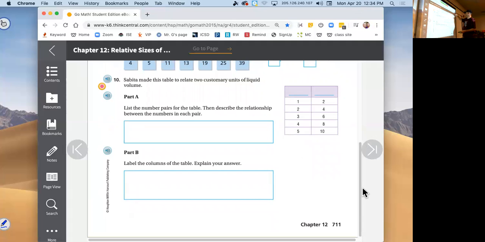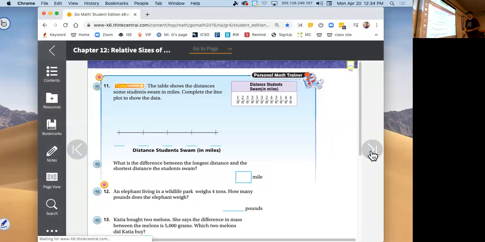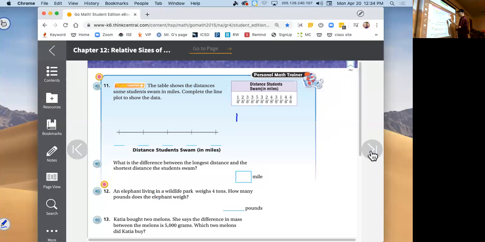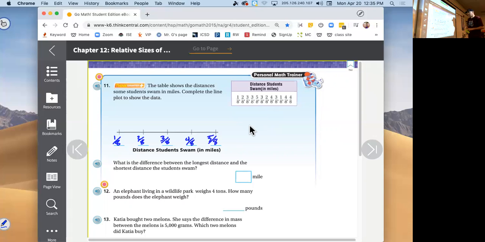10A and B are both similar. All right, let me look really quick. So we are just doing another number line. We got 1/8, 2/8, 3/8, 4/8, and 5/8. That's it. So we have those right there. Okay, so fill your line plot out, and then you can answer the questions.